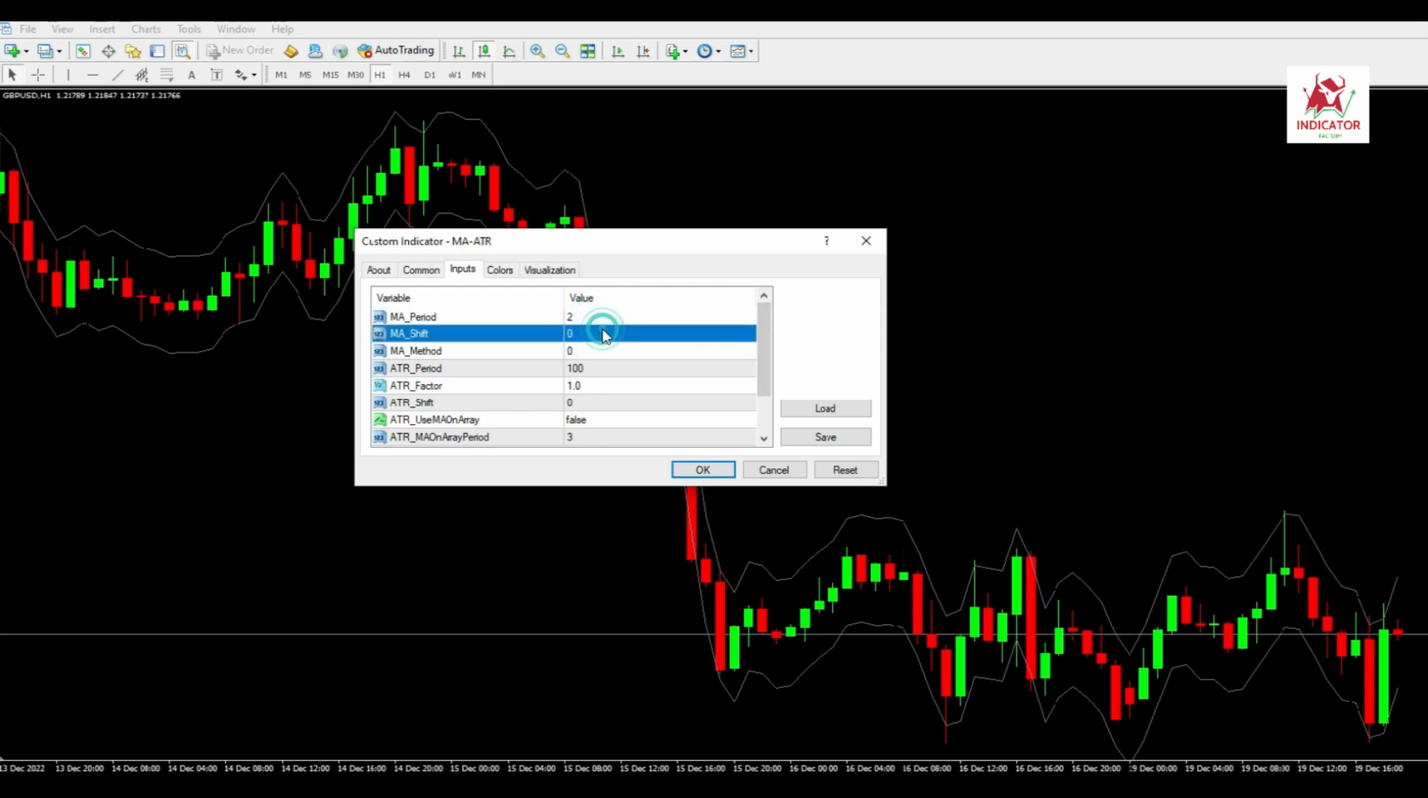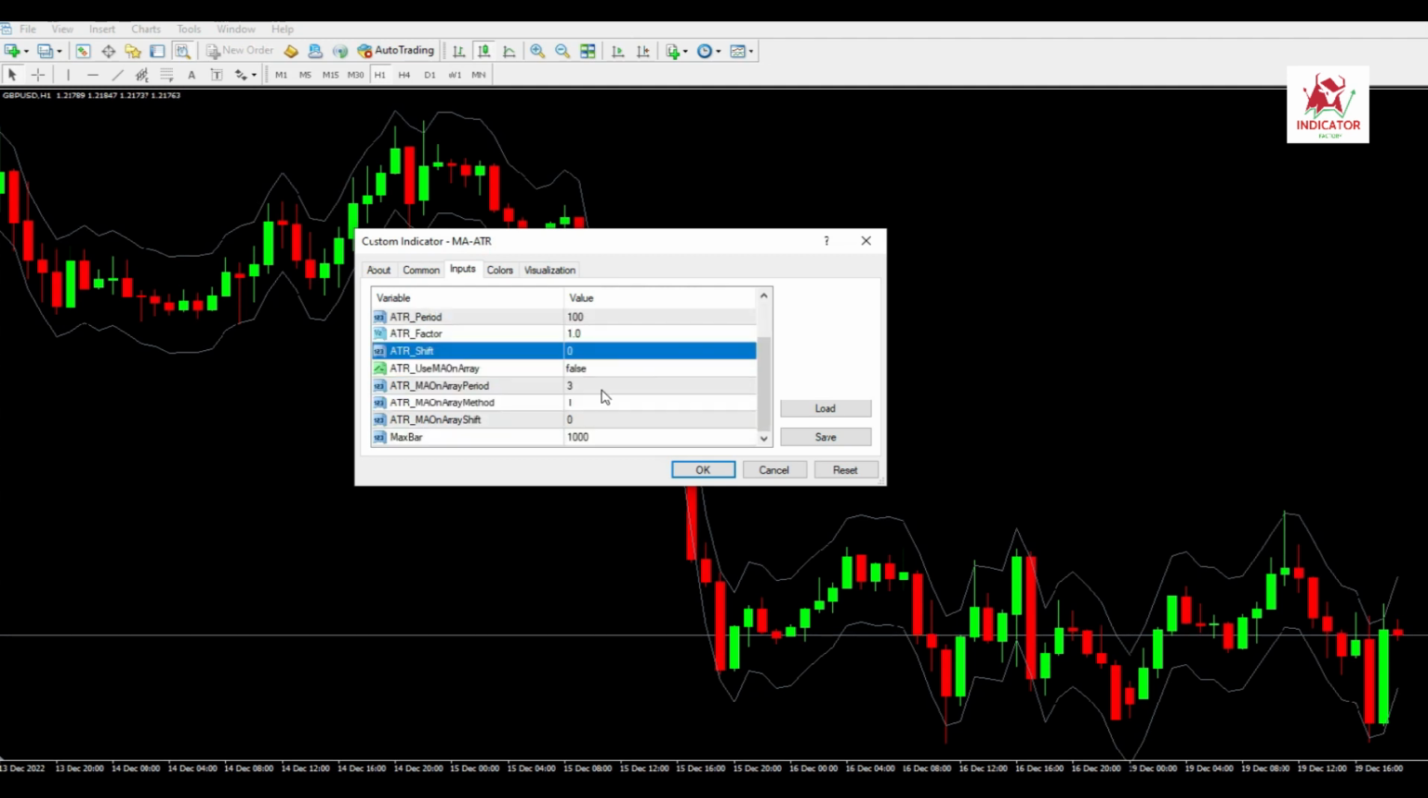The MA-ATR indicator for MT4 is based on the formula of the ATR and the moving average. This indicator creates a simple channel-like structure based on multiple bands. The band acts more like the Bollinger Band, which provides us dynamic support and resistance levels. The mid-band, or the black-colored line, works as the prime moving average, which shows the direction of the trend.